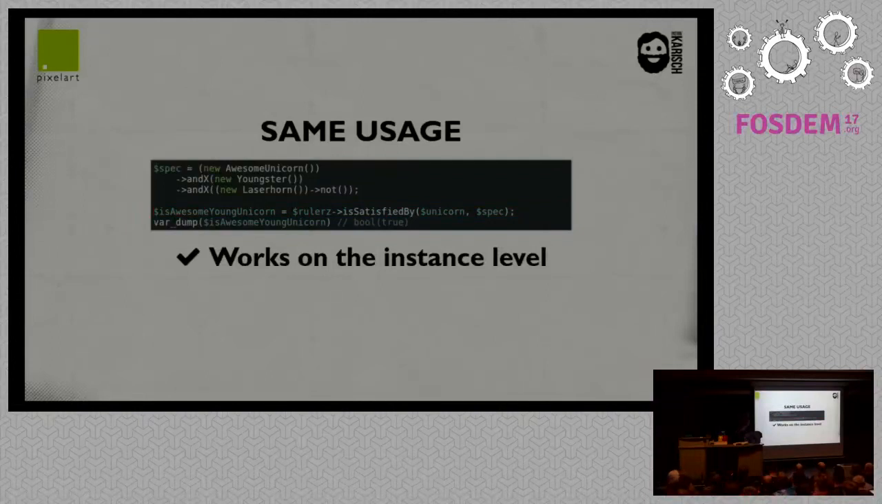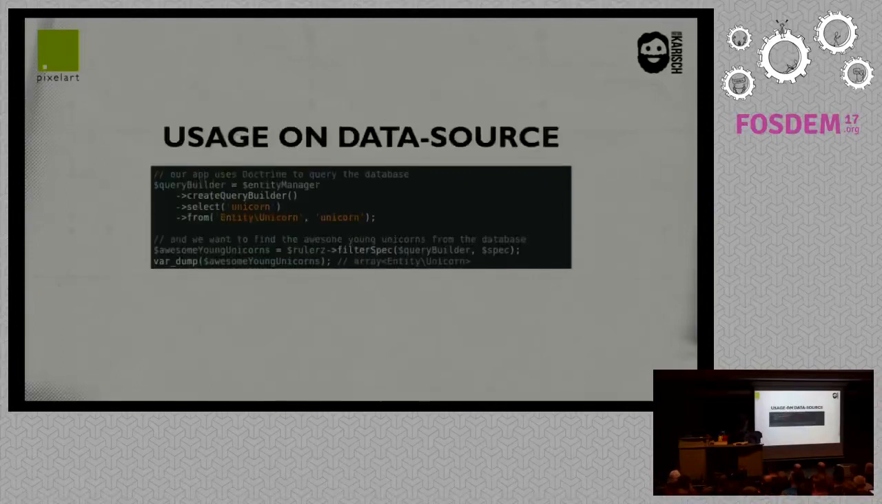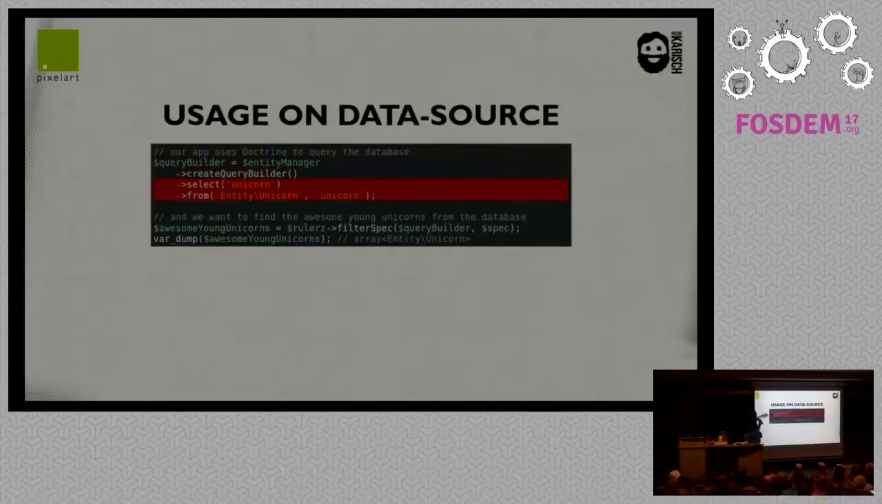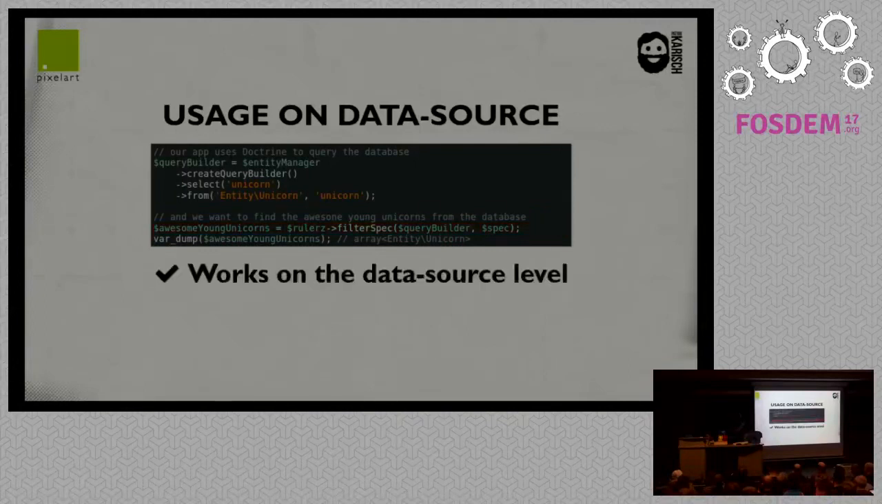But if you have a big database of unicorns, thousands, 10,000s, you don't want to fetch 10,000 unicorns in the memory. You want to filter on the SQL level, on the database level directly. No problem. In this case with Doctrine, we create a query builder, select unicorn from the unicorn table, and ask Rulers to filter this query builder with our specification, and we get back an array of unicorns which satisfies our specifications. So in this case, Rulers is building a query builder for you out of your business rules. And it works on the data source level, which means performance, performance, performance. You don't want to fetch 10,000 unicorns in the memory. Okay, everything as promised before.